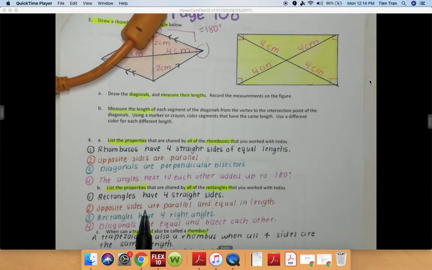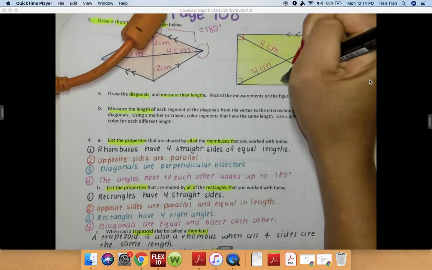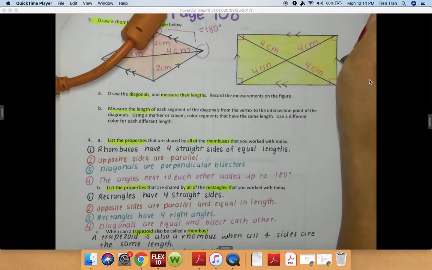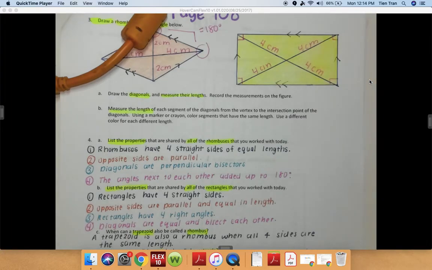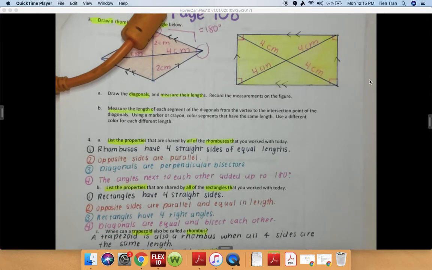Number 2, opposite sides are parallel and equal in length. So this side right here is parallel to this side right here. And my shorter side is parallel to the shorter side. They are the same. They are just on the opposite side, but they are the same. Now, next, we have right here, rectangles have 4 right angles. Just like I told you earlier, there are 4 right angles for the rectangle. And lastly, diagonals are equal and bisect each other. So when I cross these and I measure them, 4 centimeters on every single side.